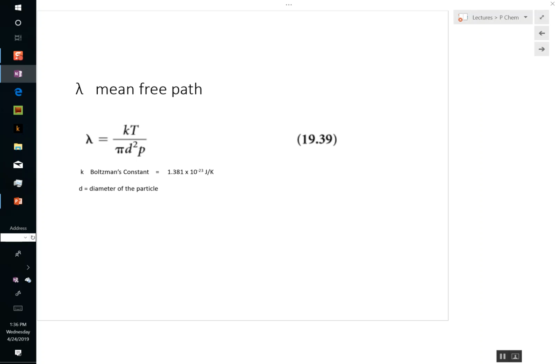Where do you get the diameter of the particle? Will they give it to us? Yeah, and what you have to watch for on the diameter is sometimes they give you the radius in angstroms. 2r is the diameter, so you have to multiply it by 2 to get the diameter. Sometimes they will say the diameter of the particle is this. So keep that in mind. And k here is Boltzmann's constant, and the units on Boltzmann's constant are joules per Kelvin.